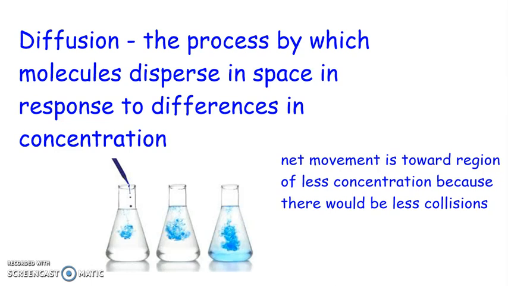Diffusion is the process by which molecules disperse in space in response to differences in concentration. The net movement of molecules is going to be toward the region of less concentration because this is where there will be fewer collisions, a greater mean free path.